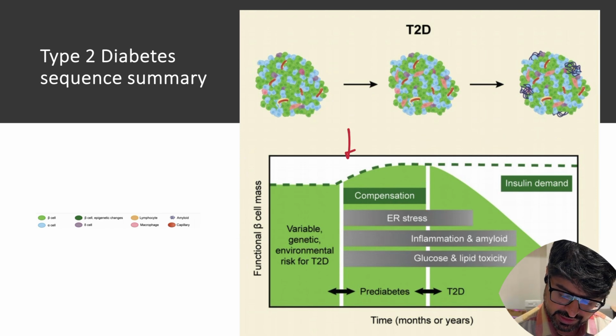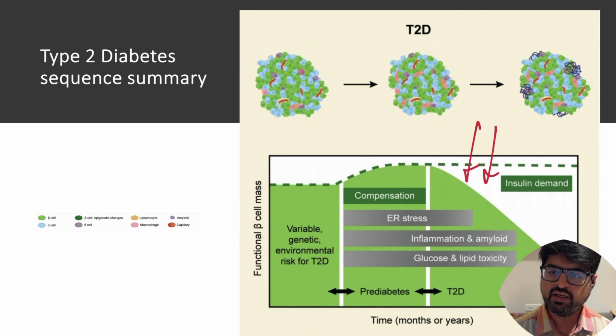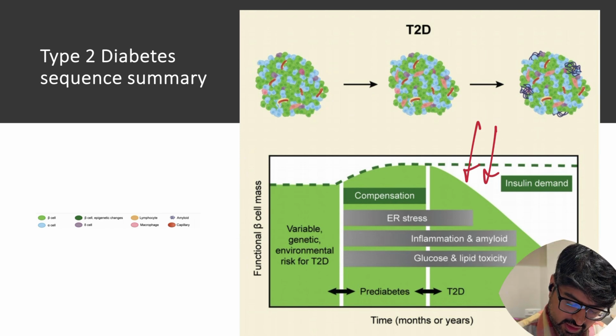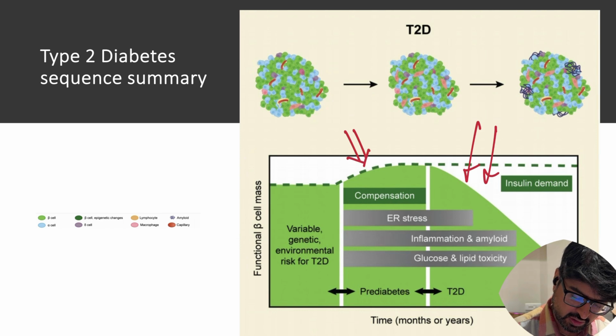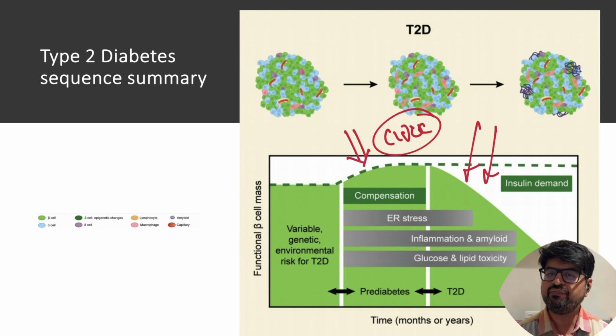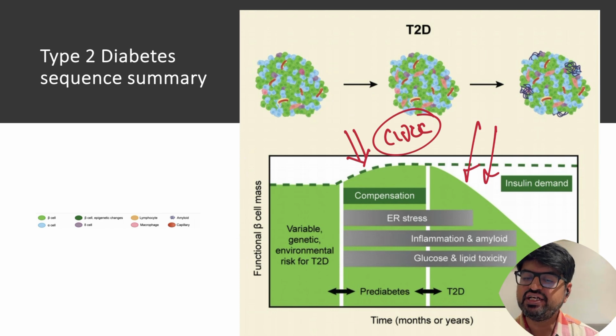We'll start treating the patient only when the blood sugar starts increasing, right? We start treating the patient at this stage, right? When the blood sugar starts increasing. But what we forget, and what is very important for us to understand, is that the clock for complication actually started in this phase itself. In the pre-diabetes stage itself, the complications for diabetes had already started.